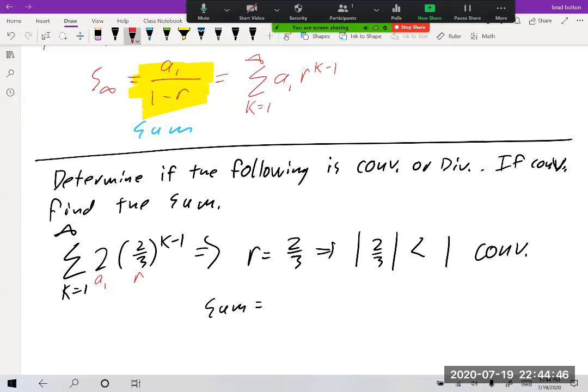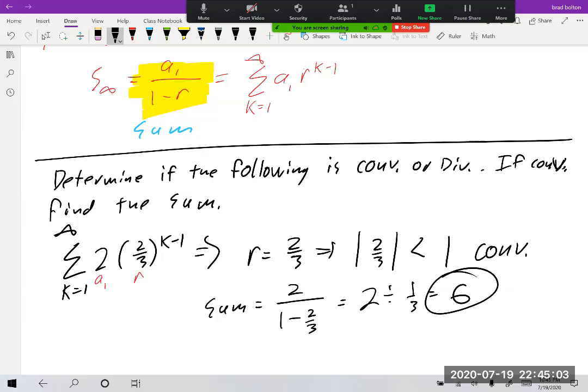And this is my r. So this is definitely in geometric series form. And the sum will be 2 over 1 minus 2/3. And then that's all we do. So we do 2 divided by 1/3, which would be 6. And we're done. That is the actual sum. And that's all there is to it.